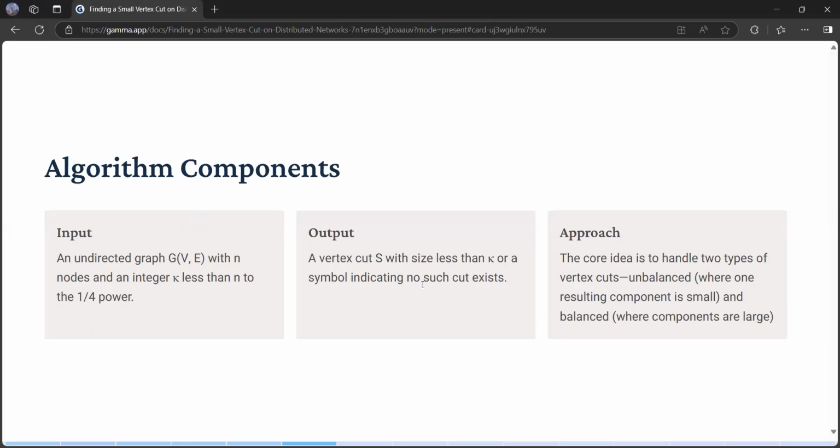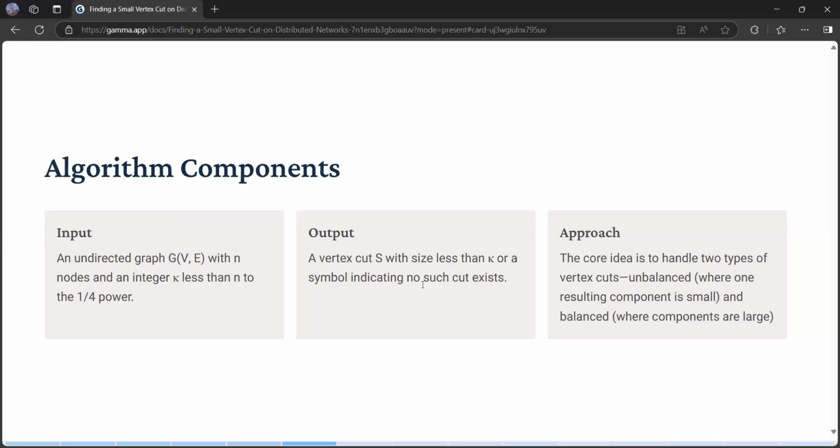Now I'm going to explain the algorithm components and how the algorithm actually works, in a more formal definition. The input of our algorithm is an undirected graph with n nodes, and we're also given an integer k. The goal is to find a vertex cut where the number of nodes is at most k. The output will be that vertex cut and the nodes in it, or the algorithm will tell us that no such cut exists. The core idea, as my partner Ahsan Zardari just told you, is to handle two types of vertex cuts, unbalanced and balanced.